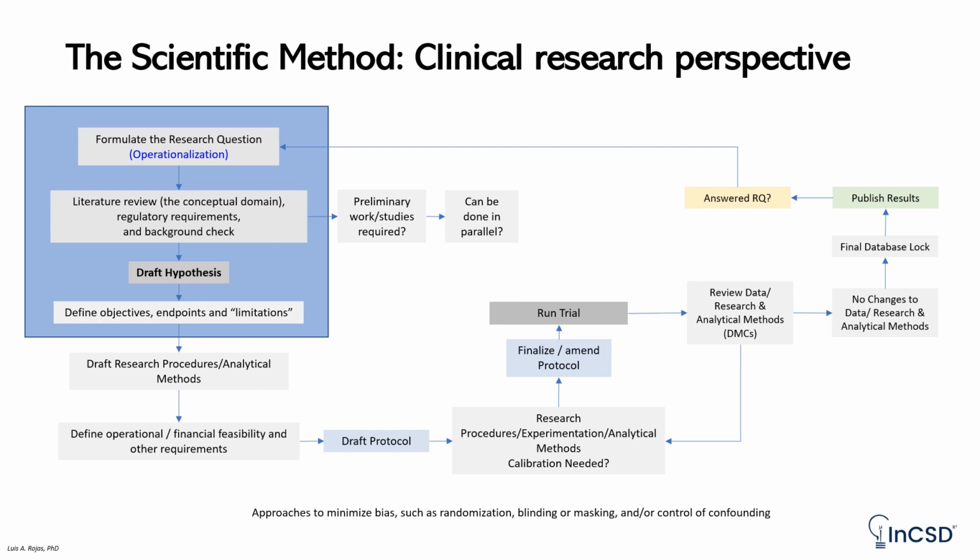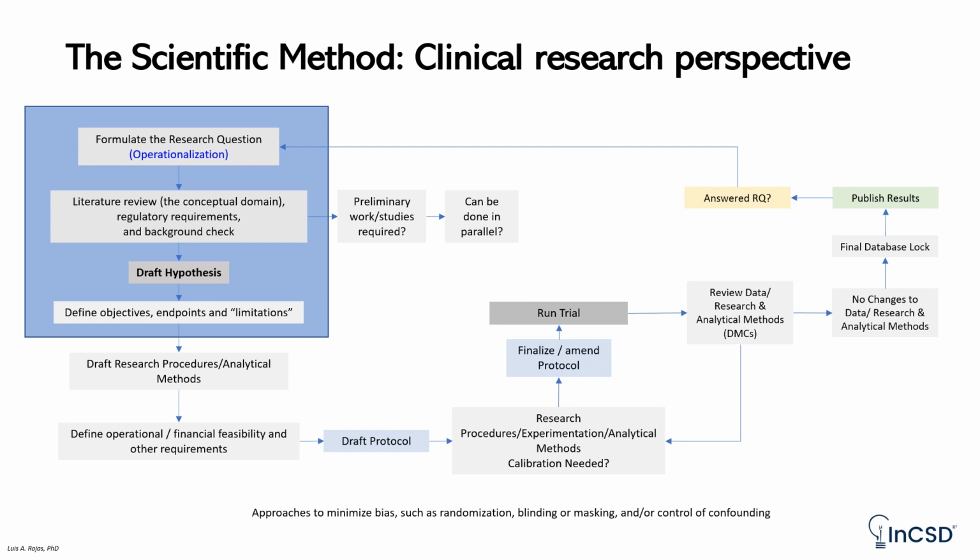The draft protocol is written, and after further calibration, the final protocol is released. The sites are activated, and the subjects are screened and enrolled into the study. It is also expected that during the execution of the trial, the implementation of strategies to minimize bias, such as randomization, blinding or masking, and or control of confounding, could also take place.